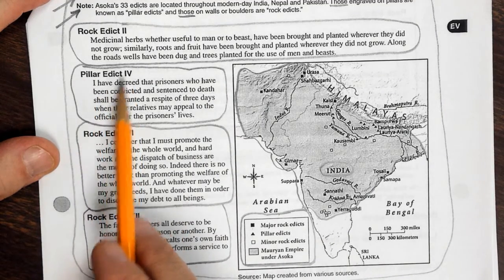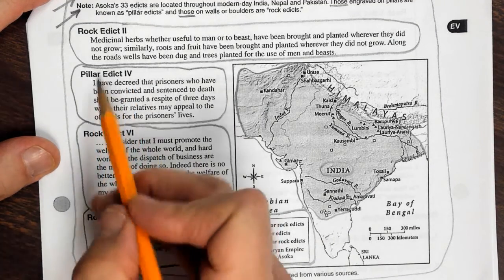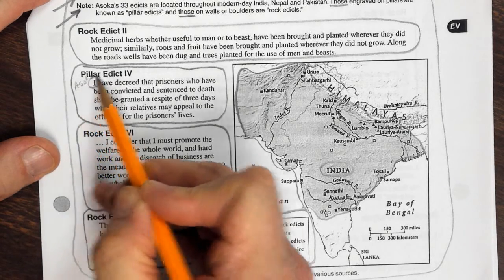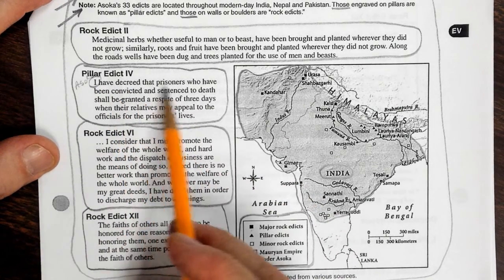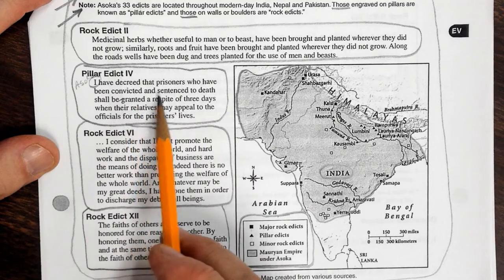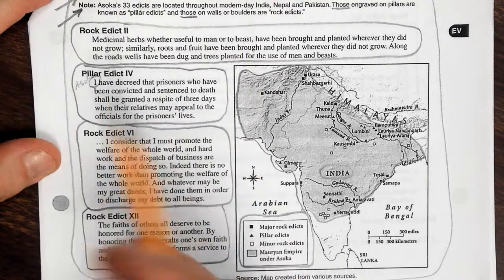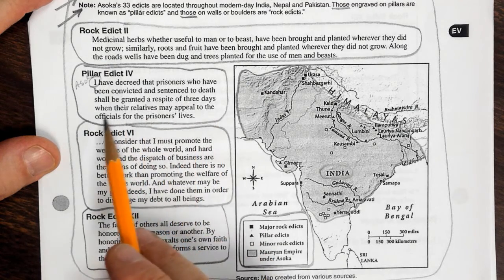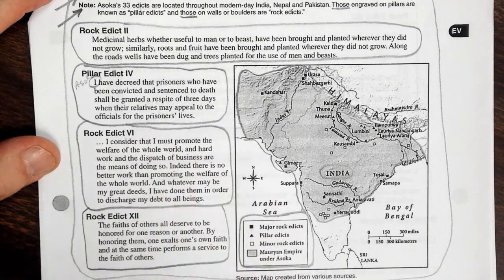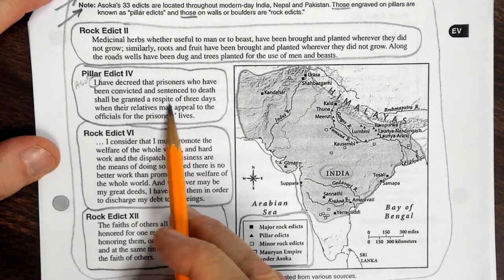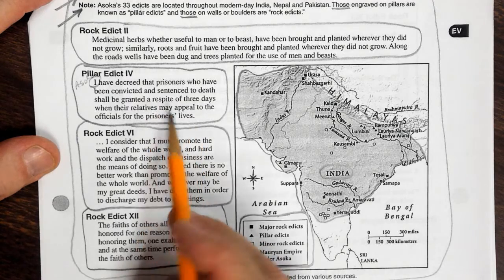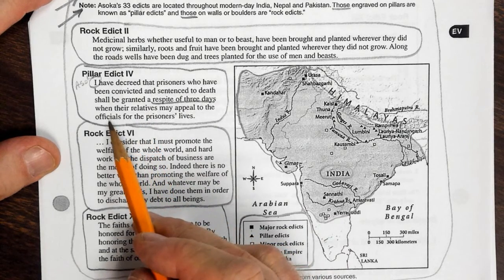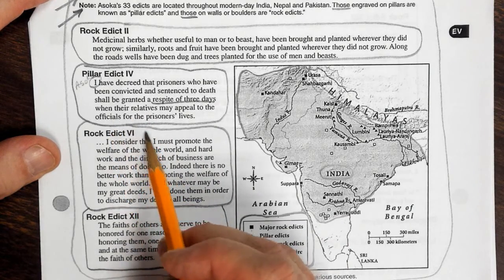All right, Pillar Edict 4. I have decreed. Who's I? That's Asoka. I have decreed that prisoners who have been convicted and sentenced to death shall be granted a respite of 3 days when their relatives may appeal to the officials for the prisoners' lives. So they get a 3-day time frame. They get 3 days where their relatives can go to the officials, go to the judges, and beg for the prisoner's life to be spared.